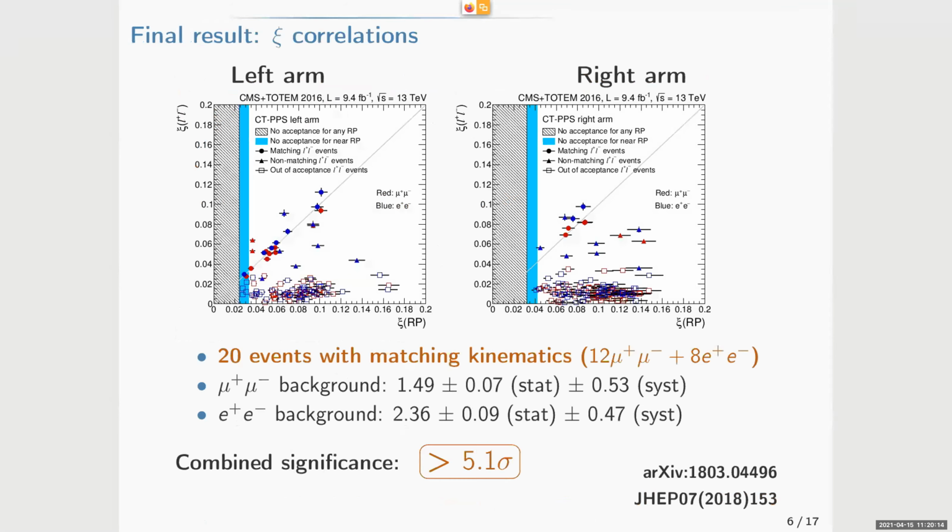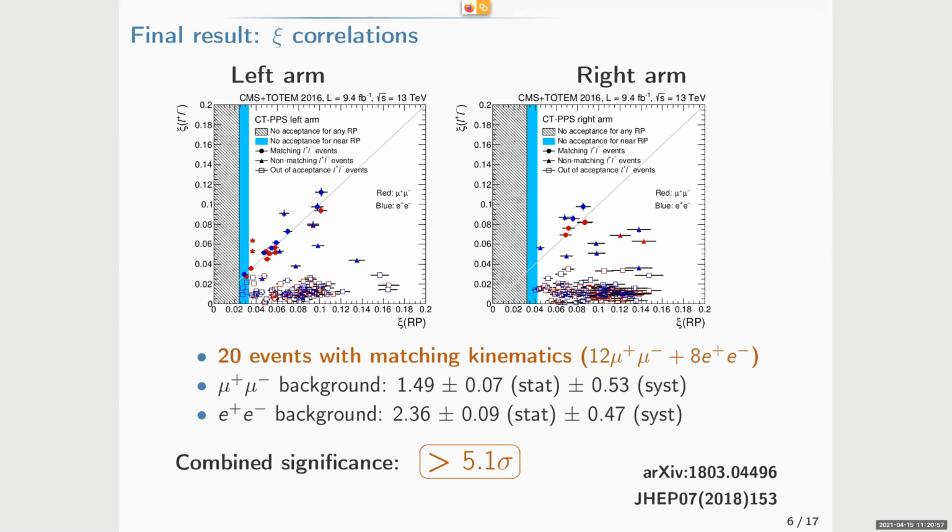All right, this is the final result of this strategy and approach. We are looking here at Xi correlations. There are two plots because we have a symmetric detector with two arms, left arm and right arm. What is plotted on the x-axis is the measurement of Xi derived by PPS, and the y-axis is the same variable calculated from dielectrons. The diagonal corresponds, of course, to perfect correlation between the two measurements. We expect our signal to sit along this diagonal with some spread corresponding to the resolution of both subdetectors. Indeed, we observe an enhancement.